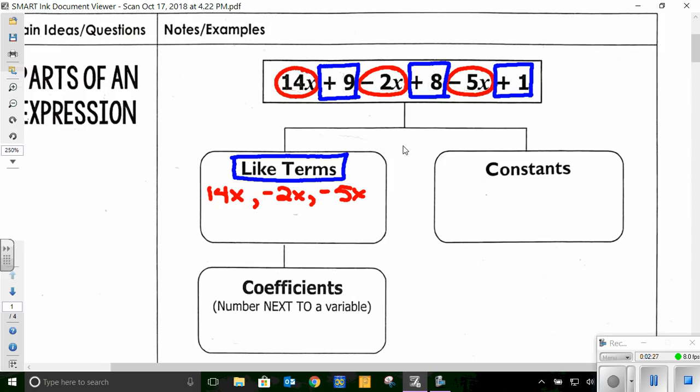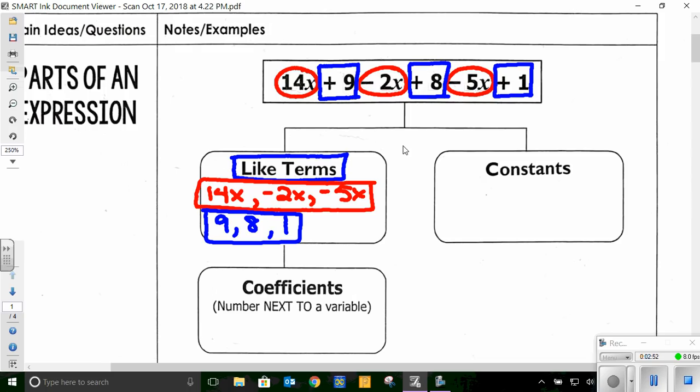So the other like terms I have is I have a 9, I have an 8, and I have a 1. So again, when we're talking like terms, all of these are alike. All these three terms right here that have a variable, they are all alike. They go together. And then my three constants here, they go together. So those are my like terms, and I have taken care of all of my terms.